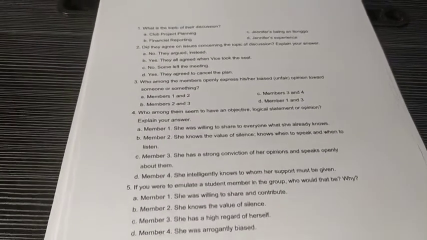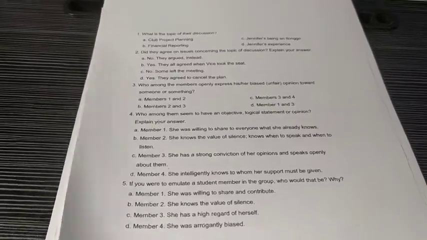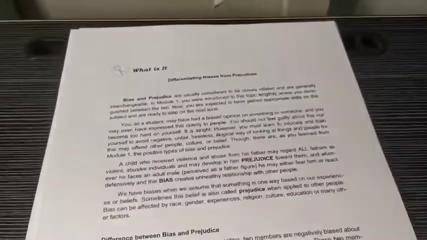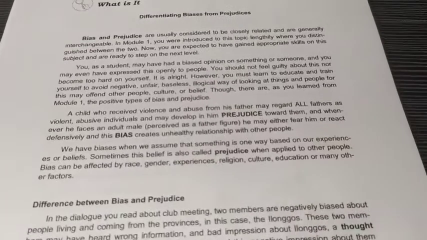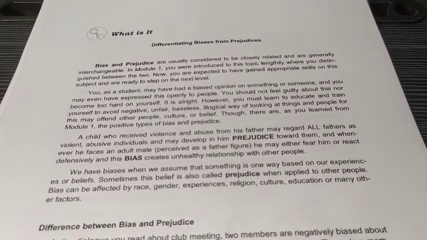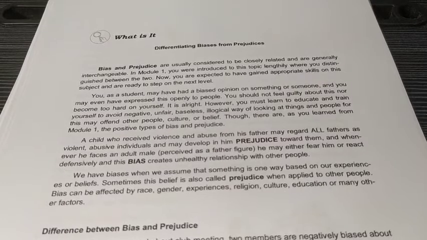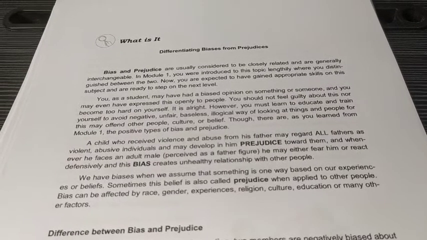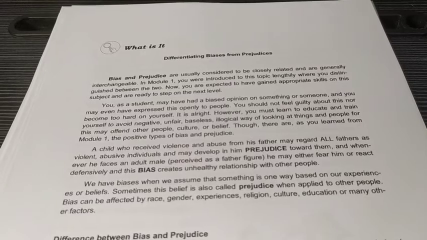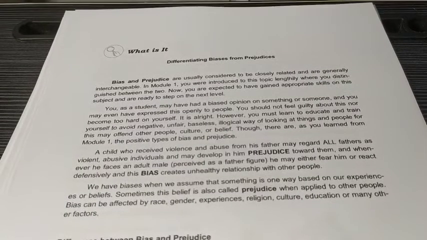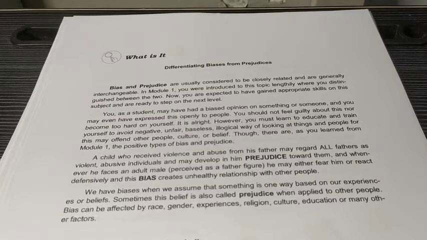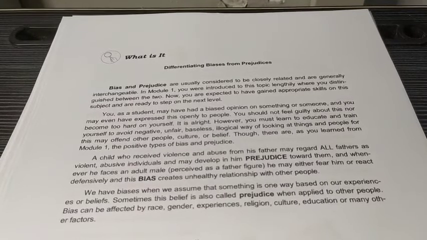That dialogue is based on a meeting, a faculty meeting. So we will now expound our ideas about bias and prejudice. Bias and prejudice are usually considered to be closely related and are generally interchangeable. In Module 1, you were introduced to this topic lengthily, where you distinguished between the two. Now you are expected to have gained appropriate skills on this subject and are ready to step on to the next level.